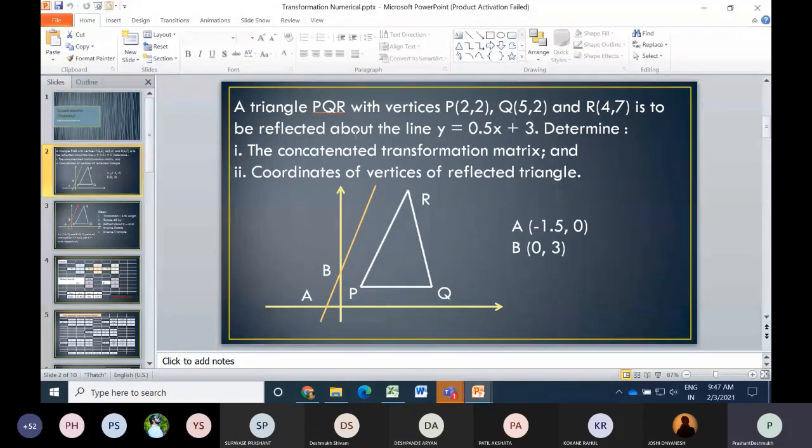Determine the concatenated transformation matrix and the coordinates of the vertices of the reflected triangle. Okay, so this is the line y equal to 0.5x plus 3. So we can find the intersection with the x-axis and y-axis, and we will consider AB as a line.